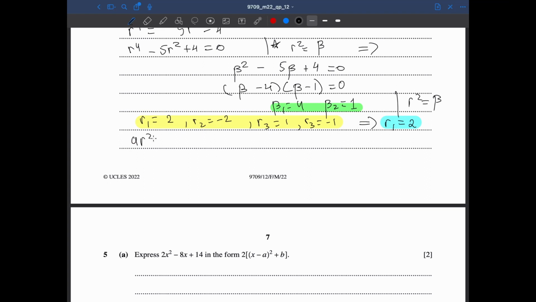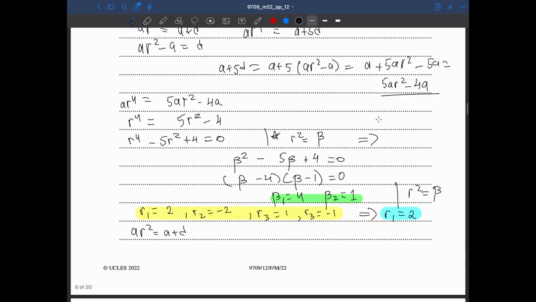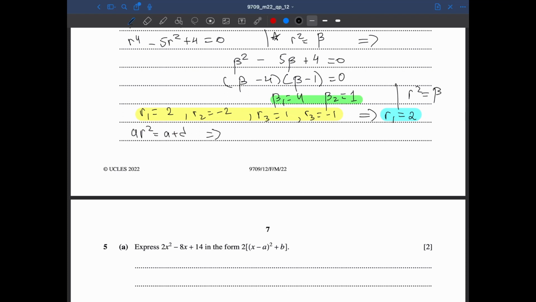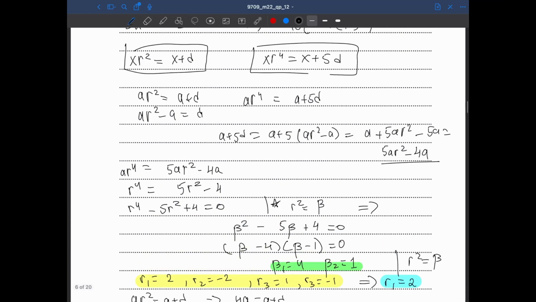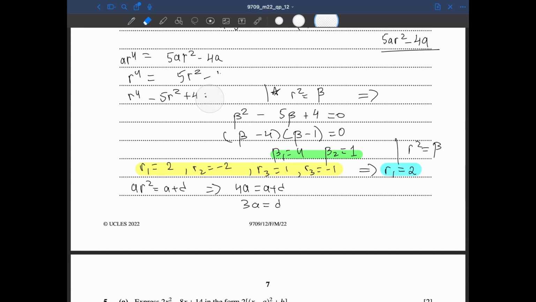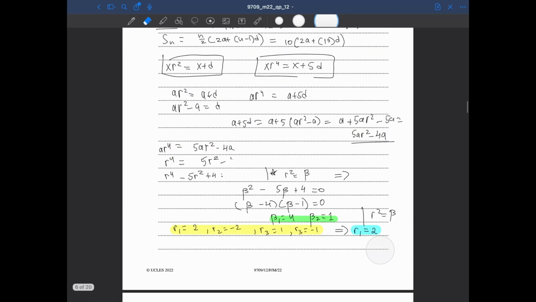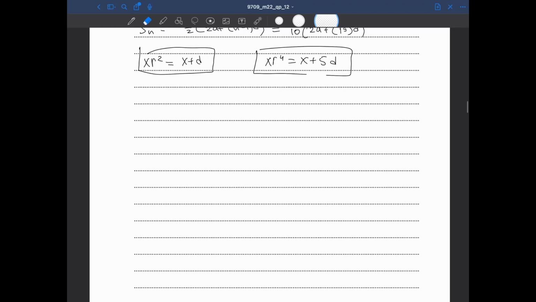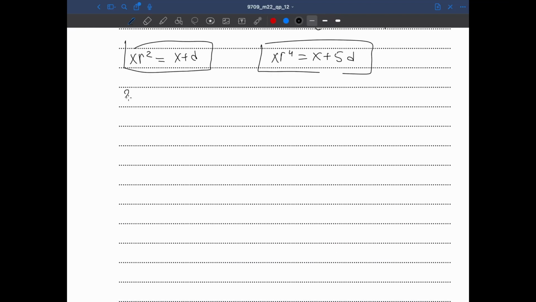All right, so ar squared equals a plus d. So is that what it is? Yeah. ar squared equals a plus d. Okay. And this will give us 4a equals a plus d. So 3a equals d. Wow. All right, we have a lot of things now. So let me just delete all of the unnecessary things and leave 3a equals d, which we found earlier.